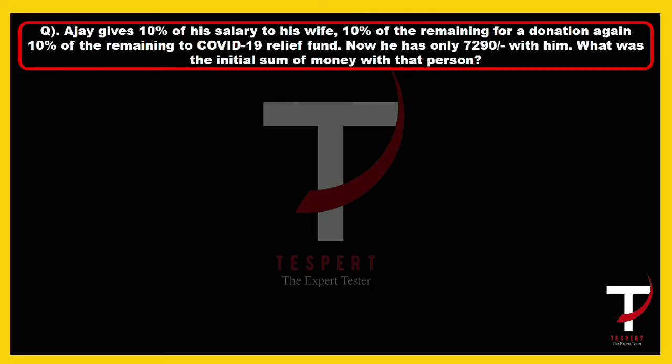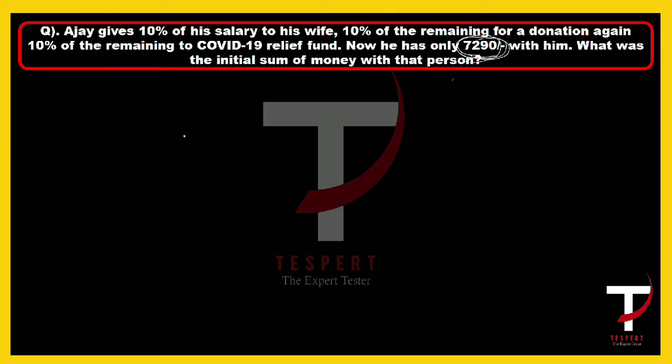Ajay gives 10% of his salary to his wife, 10% of the remaining for a donation, and again 10% of the remaining to the COVID-19 relief fund. So this is somewhat related to the current situation. Now he has only 7,290 with him. So what was the initial sum of money with that person? We have the remaining amount, which is 7,290.